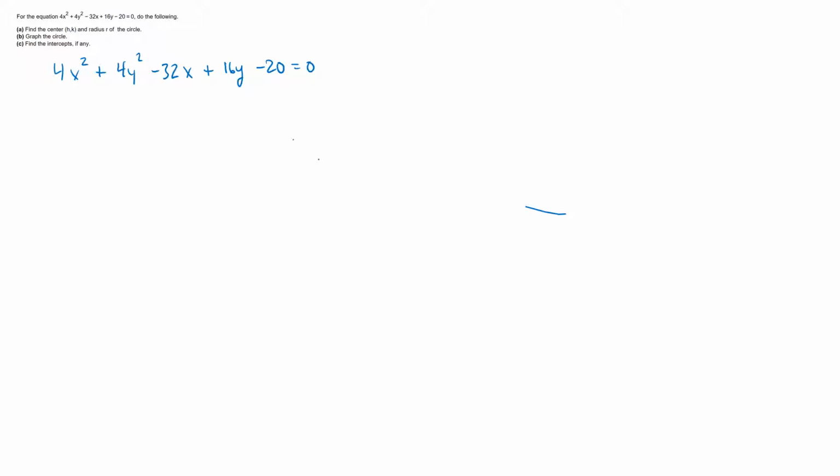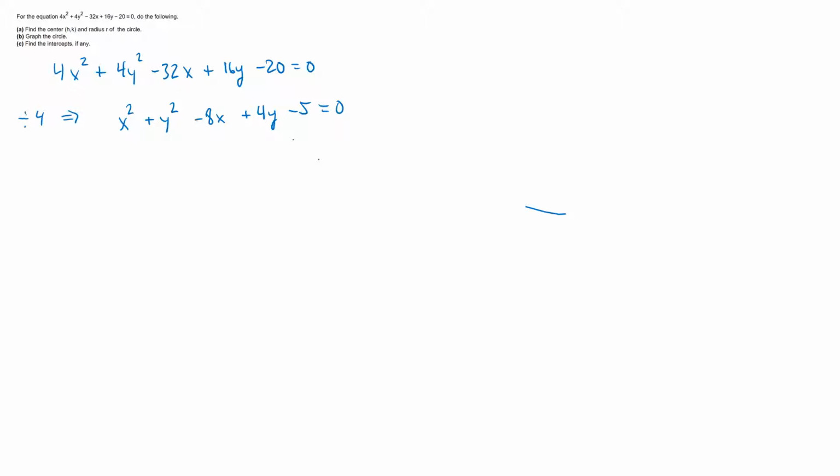Notice that we could divide this equation by a 4. All of the terms of this equation have a common factor of 4. So if we go ahead and divide across the board by 4, we'll have x squared plus y squared minus 8x plus 4y minus 5 equals 0. Actually, when we complete the square, the coefficients of the x squared and the y squared need to be 1s, which we now have. So we divided the equation by a 4.